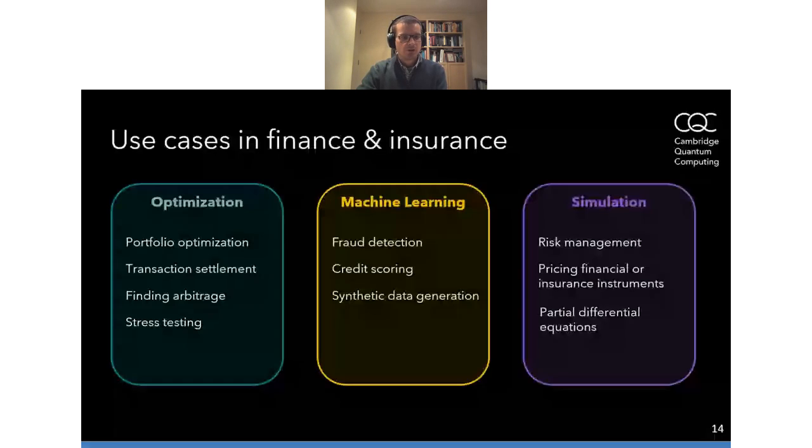They also have machine learning tasks in credit scoring. So here the idea is to decide if a certain loan can be granted or not based on certain features of the person that wants to enter this loan. And another big topic in machine learning is creating synthetic data.